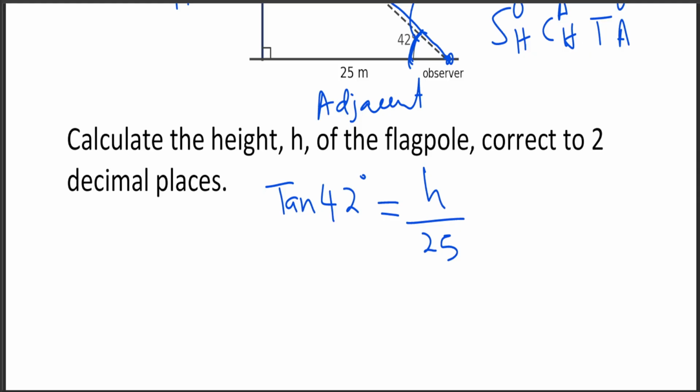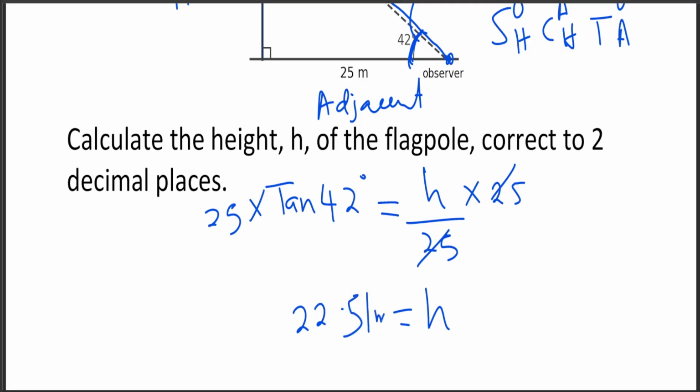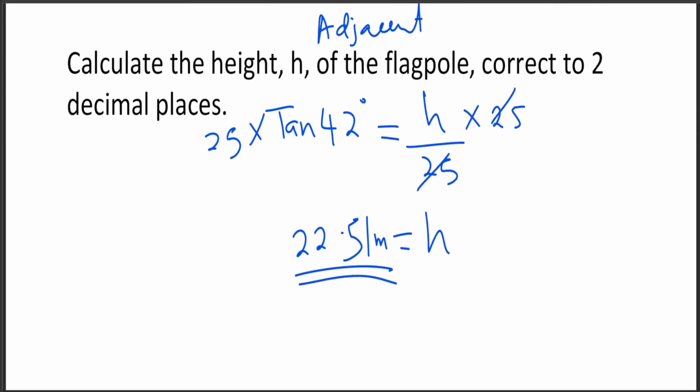So let's search for it. So times 25 times 25. So this one cancels out, and we remain with h alone. So 25 times tan 42, and you're going to get 22.51. We are told two decimal places. So this is your answer. As simple as that.